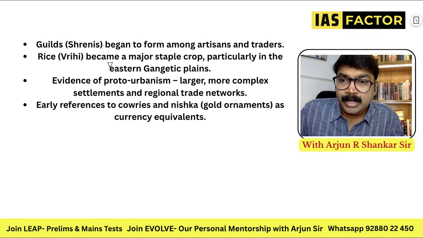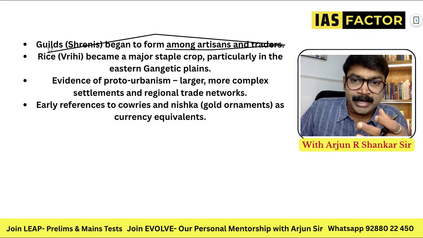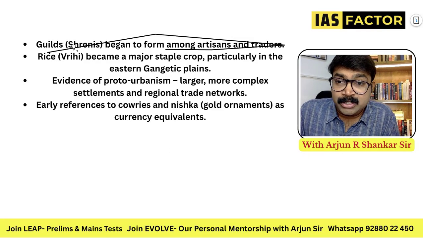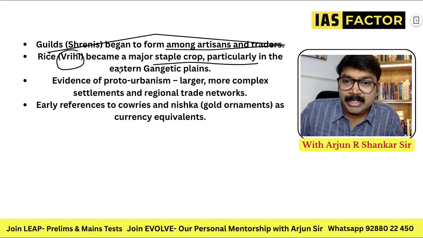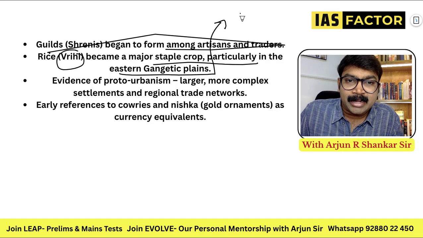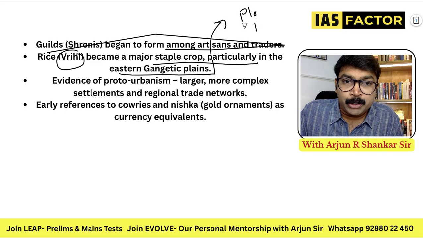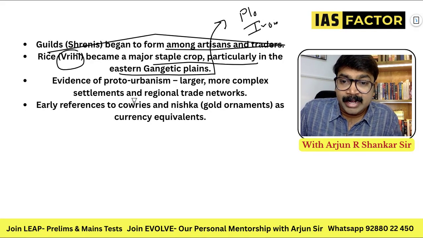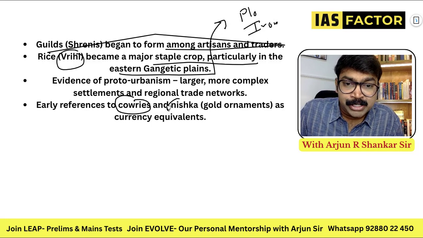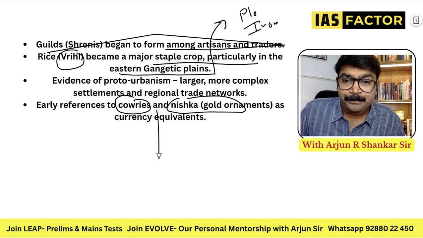Guilds began to form among artisans and traders. This is what I said, guild or shreni. They have their own rights. And vrihi means rice, a major staple crop, because in the Indo-Gangetic plains they could irrigate and plow for more agricultural productivity. They used iron, so obviously rice was cultivated. There are early references to cowries and nishka gold ornaments as currency.